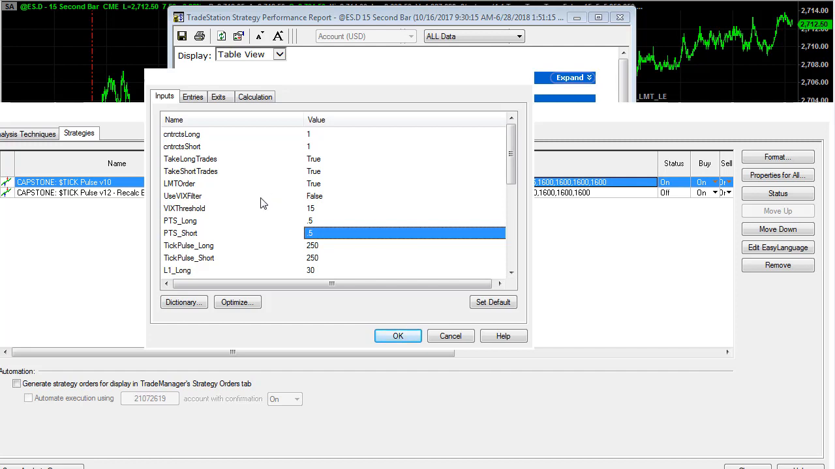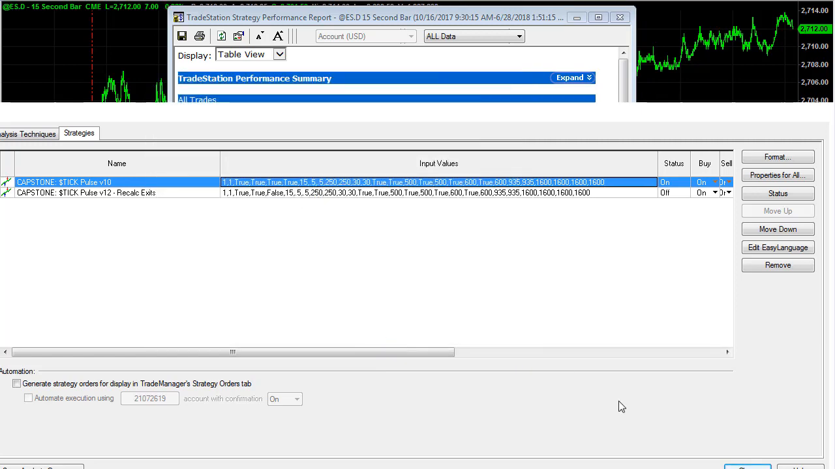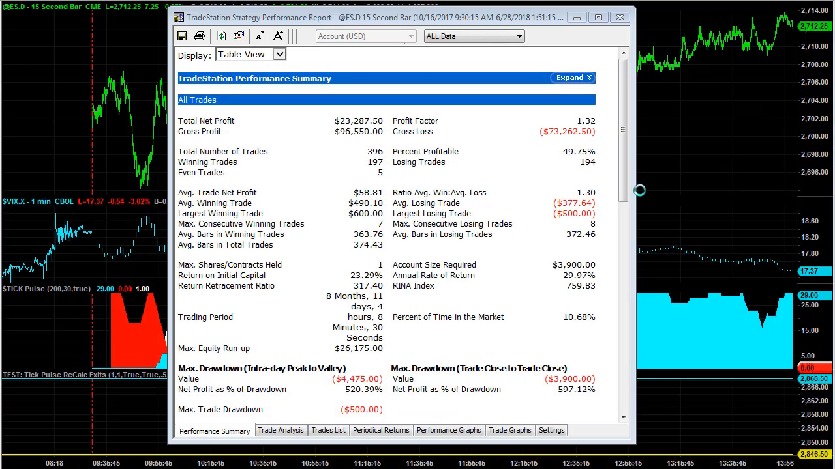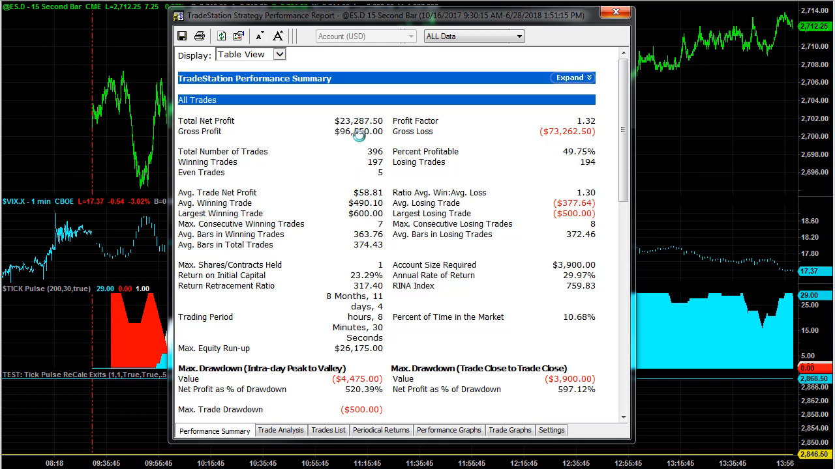But what we're going to do here now is we're just going to look at the VIX filter. And so we're going to say yes, let's use the VIX filter. So set that to true. And we only take trades if the VIX, based on 1 minute charts, is greater than 15. So I'm going to say OK, and I want to show you what happens to the results and how those are improved. You see 58.81 is average trade profit, 23,000 total net profit, and 44.75 drawdown.